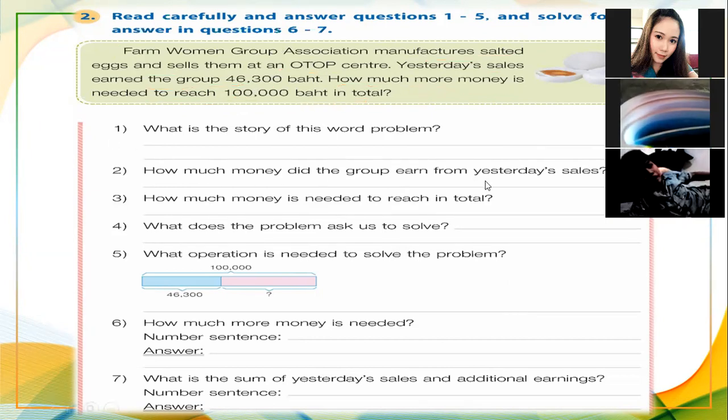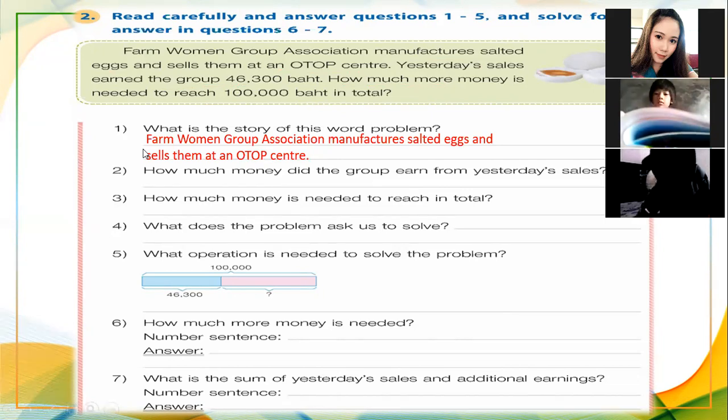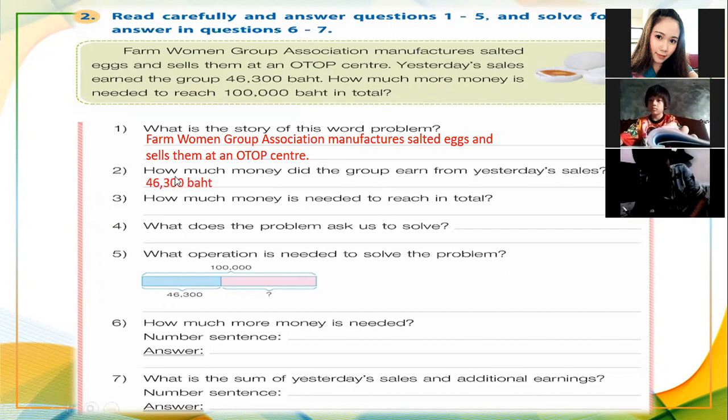First of all, number one, what is the story of the word problem? The story of the word problem is, as I mentioned, the first one: Farm Women Group Association manufactures salted eggs and sells them at an OTOP center. Okay, this is one. Now, number two, how much money did the group earn from yesterday's sale? The group sold salted eggs yesterday, how much money did they earn? So they earned here 46,300.